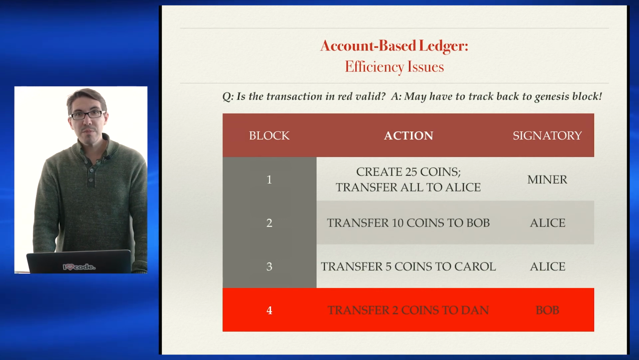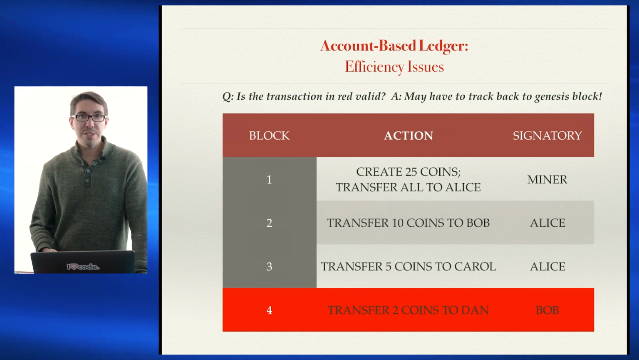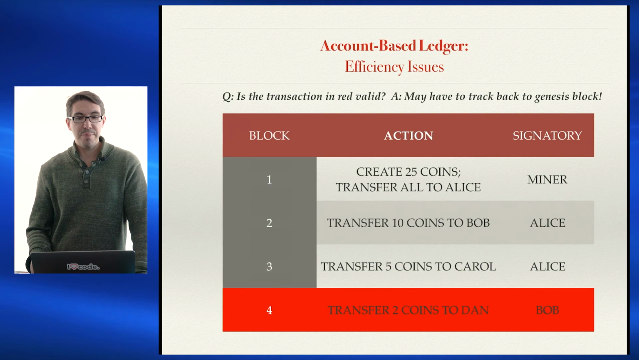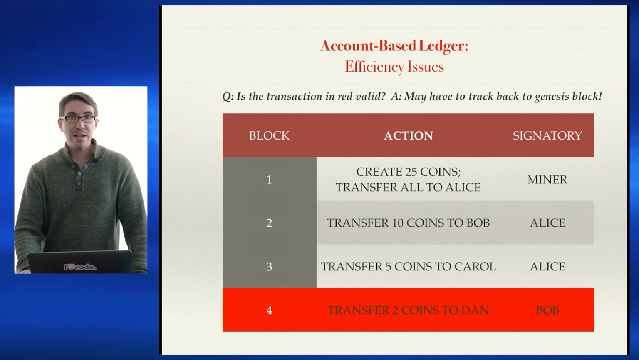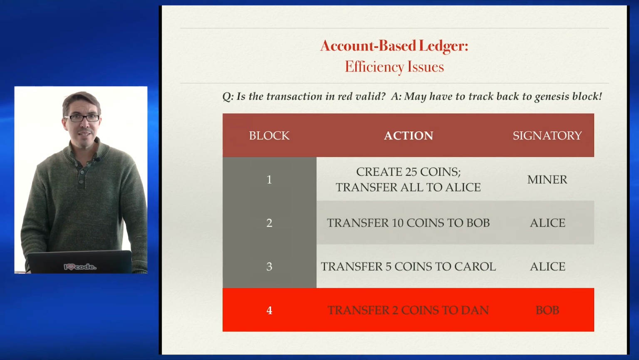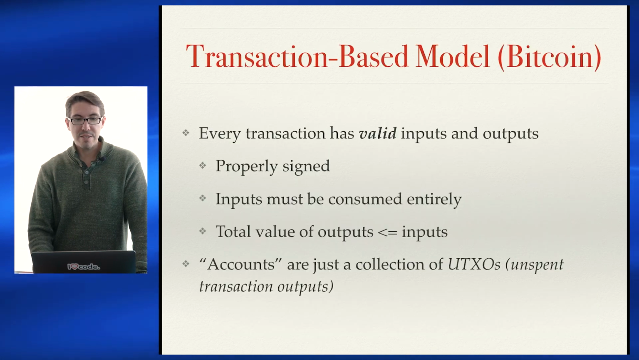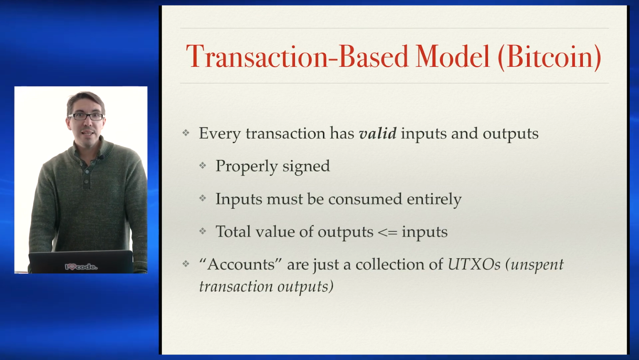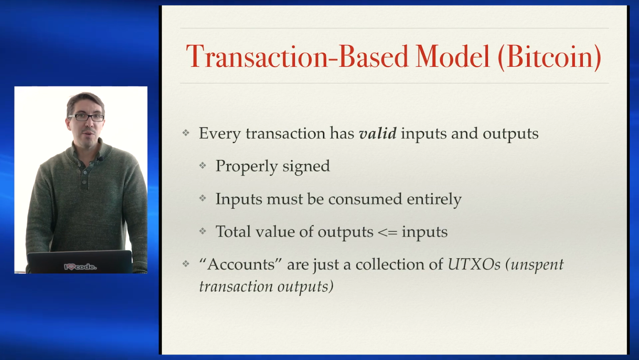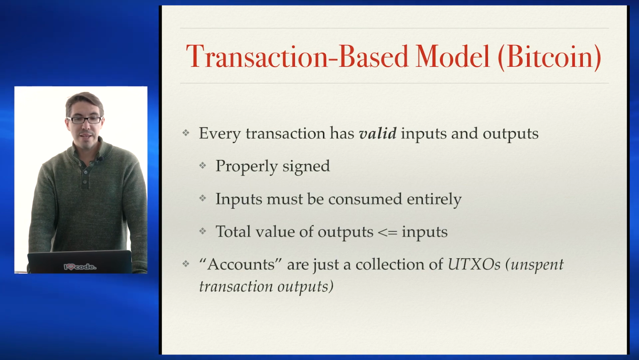So perhaps the most important reason is that if you want to determine if a particular transaction is valid in an account-based ledger, you may have to go all the way back to the beginning of a blockchain. That is, all the way back to the Genesis block. Whereas with a UTXO-based system, you only have to trace back those UTXOs until it got to a Coinbase. That allows us to do things like SPV, or lightweight simple payment verification nodes that are used in Bitcoin.